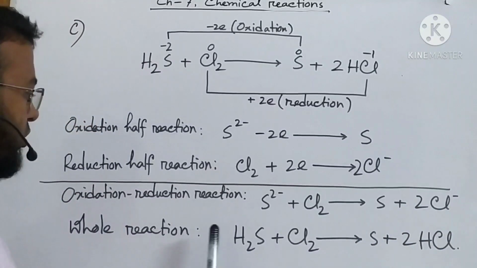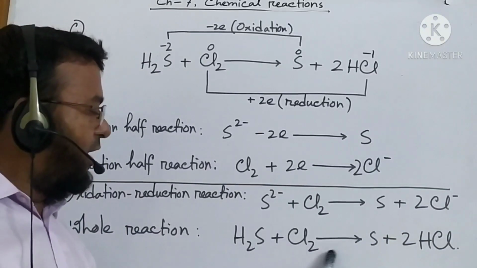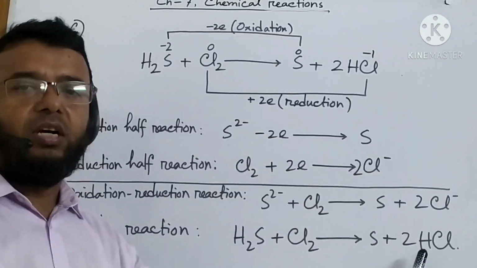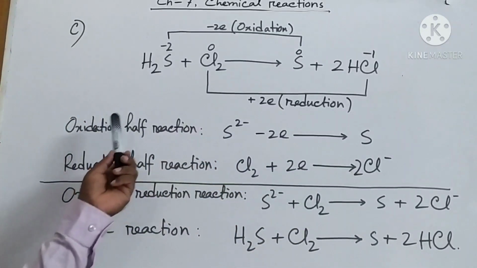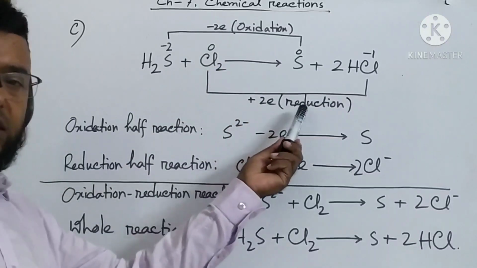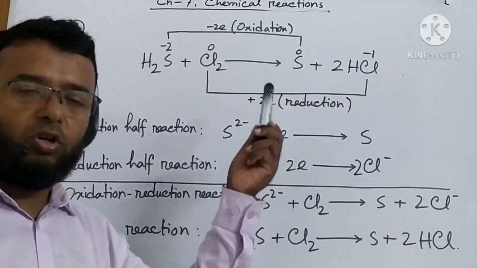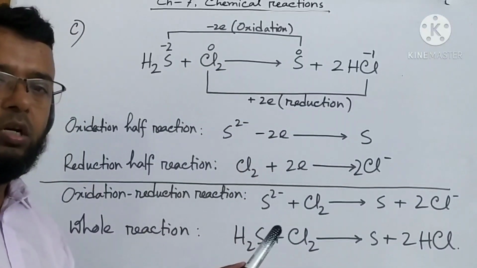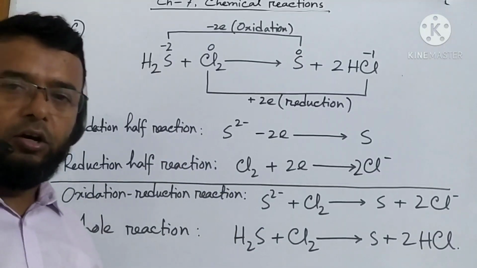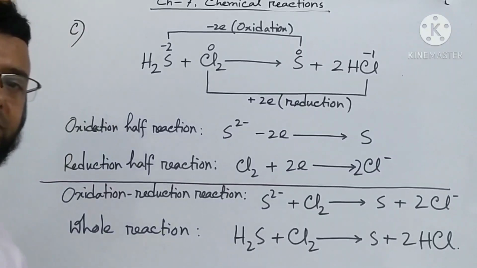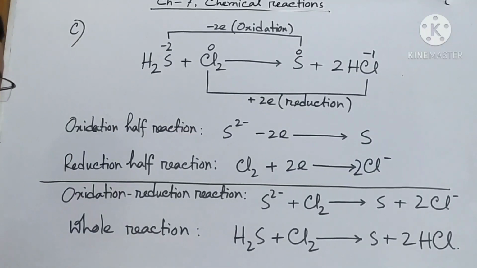Now the whole reaction will be hydrogen sulfide plus chlorine, then it is sulfur plus hydrochloric acid. So in this reaction there is oxidation and there is reduction. So oxidation and reduction occur together or simultaneously. For this reason it is a redox reaction. Write it.